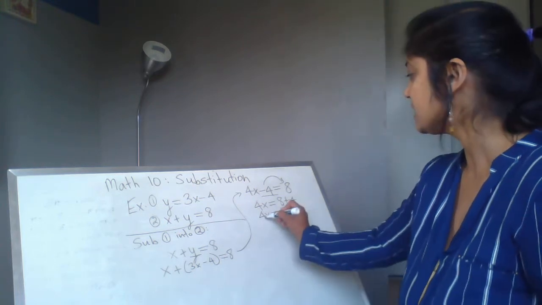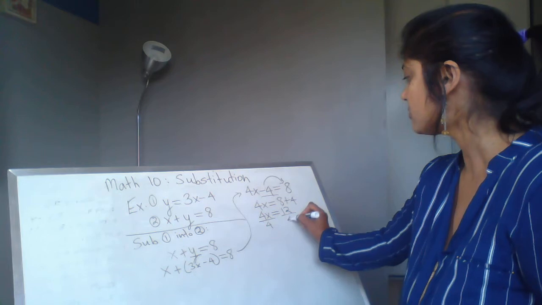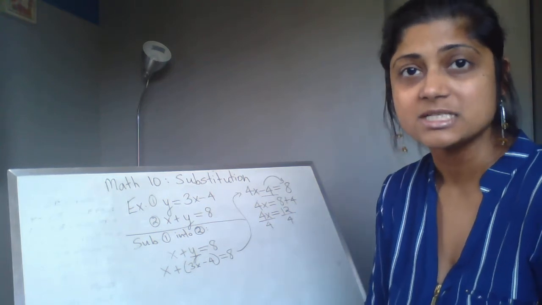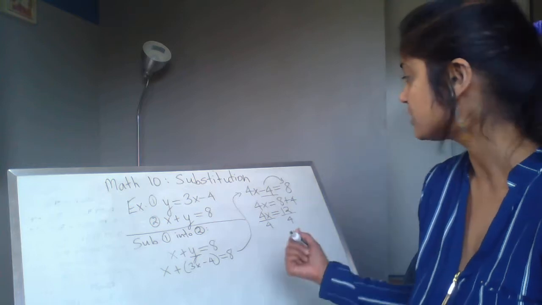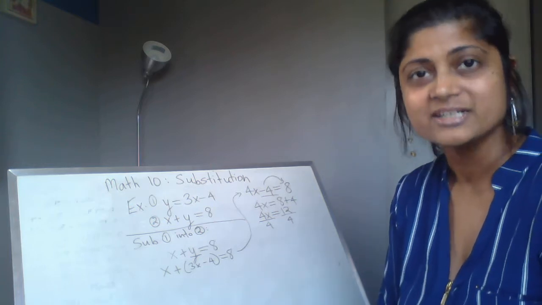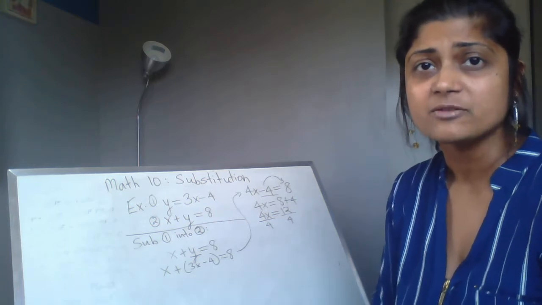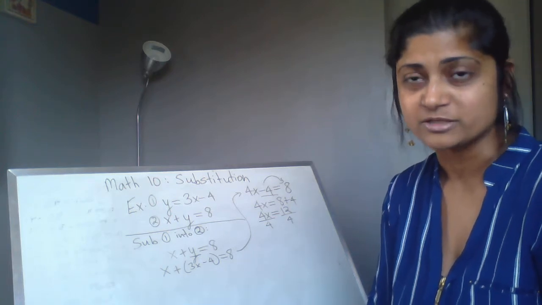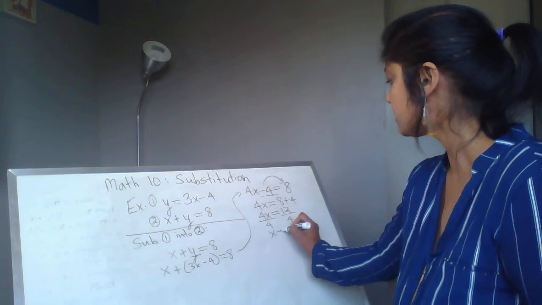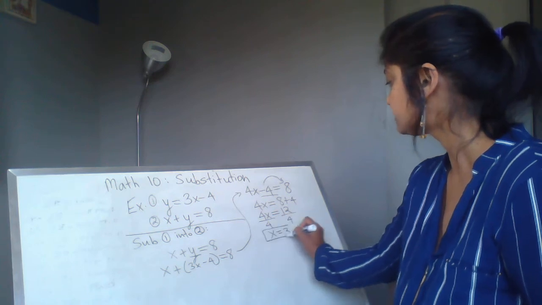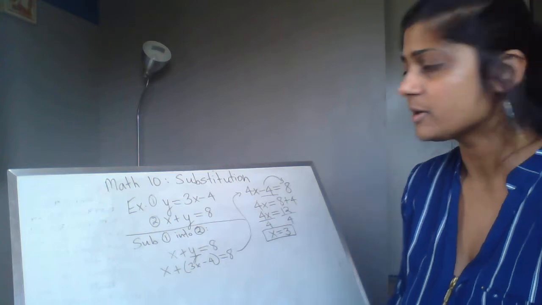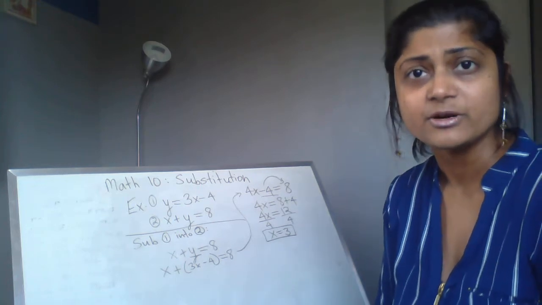And at the end, I'm going to divide by 4 on both sides. You're always dividing by the number that you see in front of the variable. So in front of the x here is 4. I have to make sure I divide by 4 on both sides so I don't change the overall equation. And we're left with x equals 3. Just because there's a lot of steps here, I always like to box my final answer.